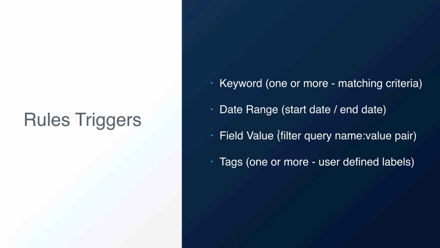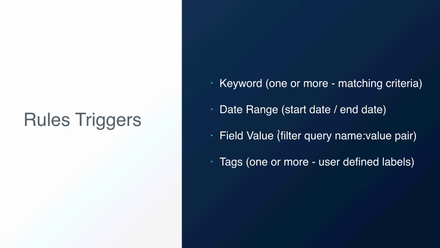You can also have a trigger based on date range, which is a start date and end date, so that if you had a promotion that kicked off on Black Friday, you could set the time frames accordingly and the rules will fire accordingly. A field value will trigger on a filter query where you've got a name value pair, and so if it sees that as part of the incoming query, that can be a way to filter the results. I typically will use this for category IDs.